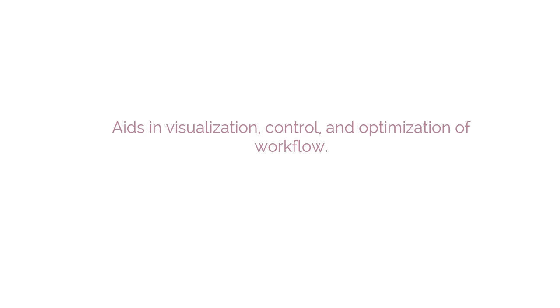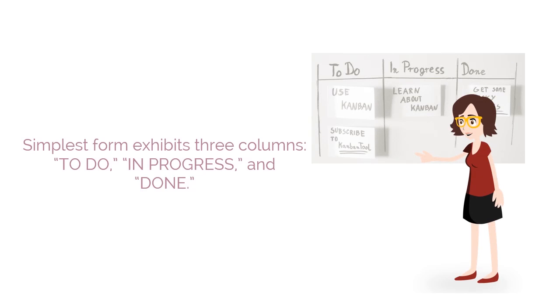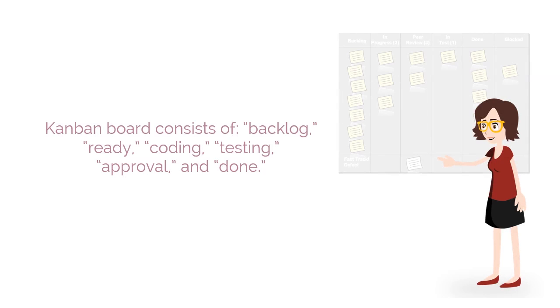Although many designs exist for a Kanban board, the simplest form exhibits 3 columns: to do, in progress, and done. However, with the evolution and adoption of the lean Kanban methodology, the Kanban board consists of backlog, ready, coding, testing, approval, and done.